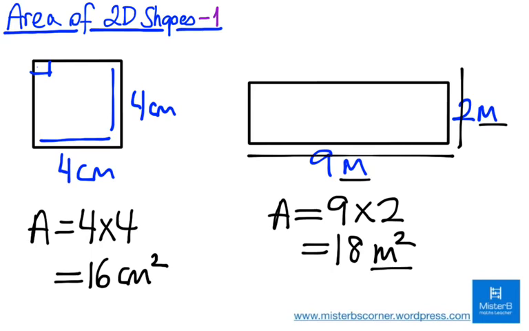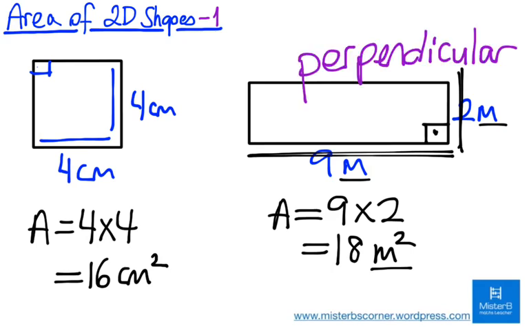So this is what we do with rectangles and squares. Make sure that the side lengths you're multiplying, as in here 9 and 2, have a 90-degree angle in between. Basically, we call them perpendicular. If two lengths have a 90-degree angle in between, then they are perpendicular to each other. So make sure that you have this angle in between so that you can find the area.